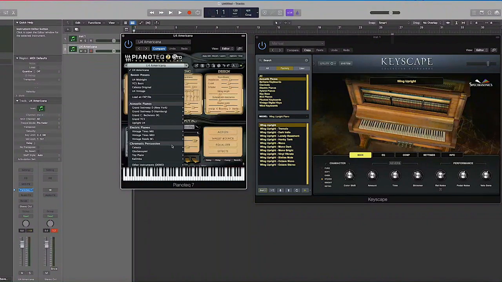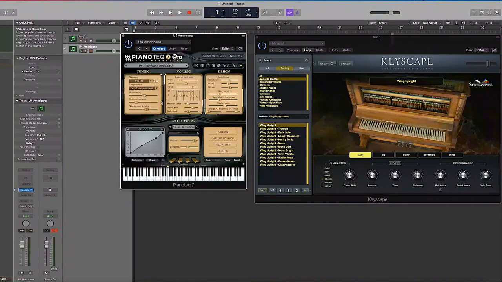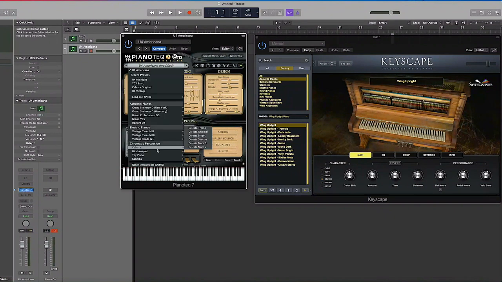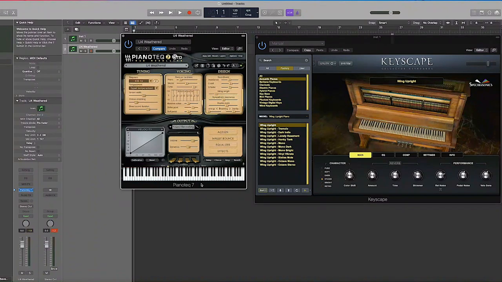And you could definitely try and muck with the tuning on the Americana to try and get that exact kind of sound. But I'm not sure. Let's try weathered. I think there are certain mechanical artifacts that you're getting off of an old upright piano that just aren't part of what would be considered normally the piano sound algorithm.